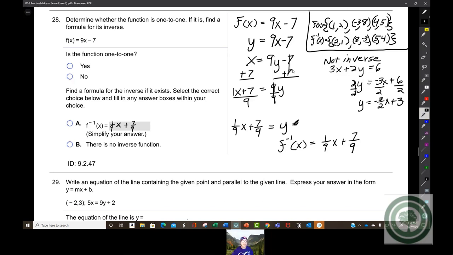And I made sure that all of these inverse questions are one-to-one. So you don't have to worry about saying, well, no, it's not. There are some at the end of the semester. I'll give you examples of functions that are good functions, but they're not one-to-one, so they don't have inverses. But that's at the end of the semester, and this is now. So they're all one-to-one right now.